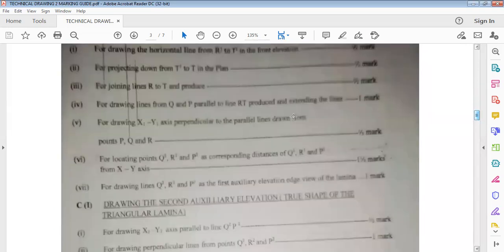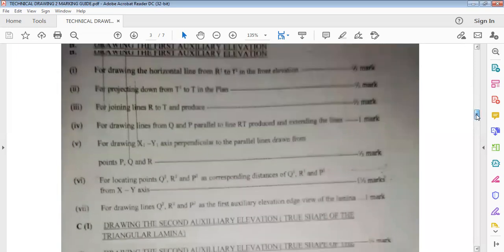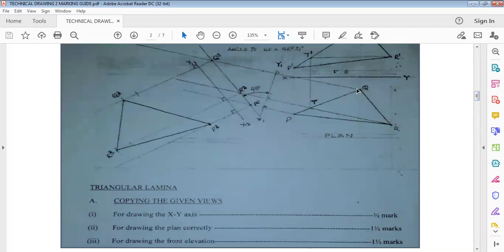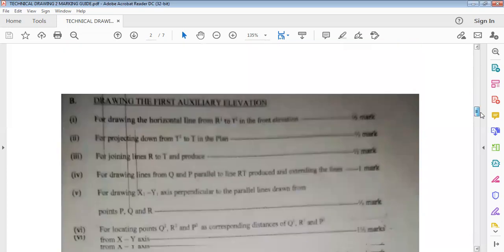Then the next one is that for drawing lines from Q and P parallel to line RT, produced and extending the lines, 1 mark. So where are those lines? For drawing this line from Q parallel to line RT, and also this line from P parallel to line RT, you have 1 mark for doing that.